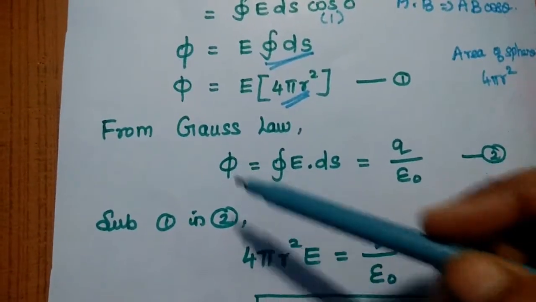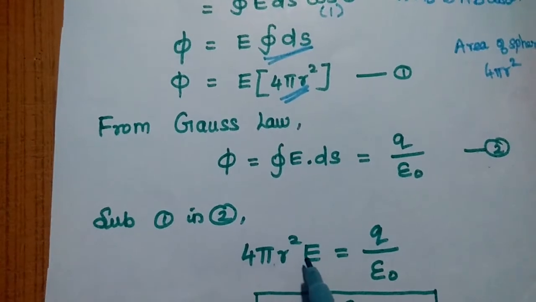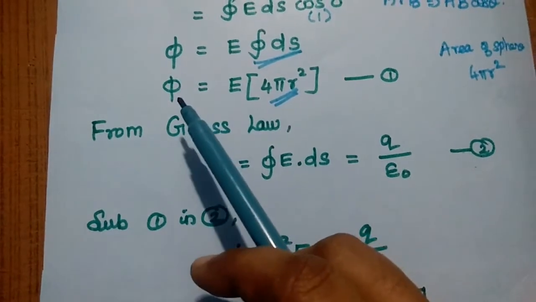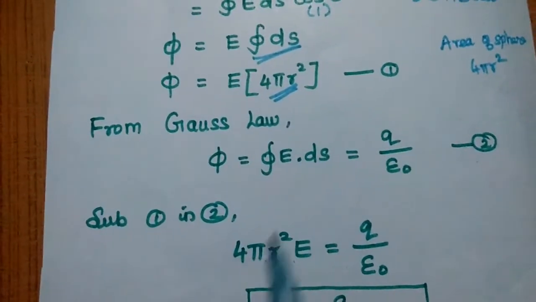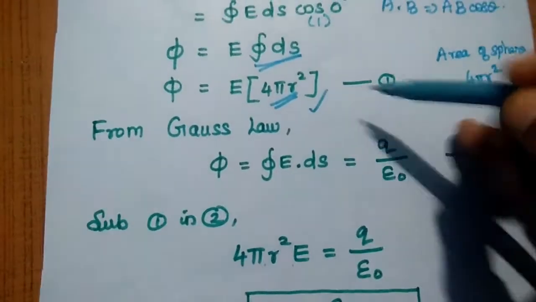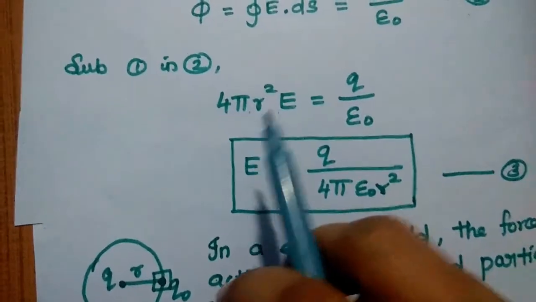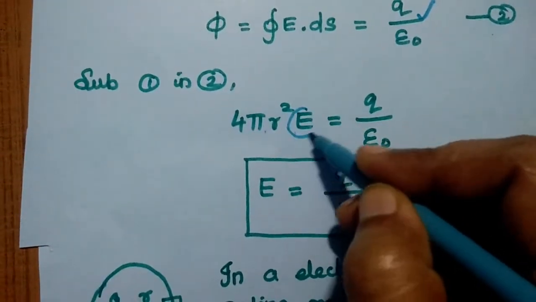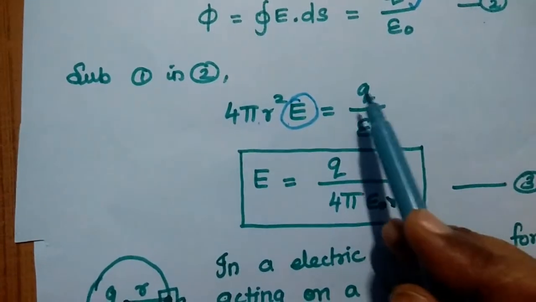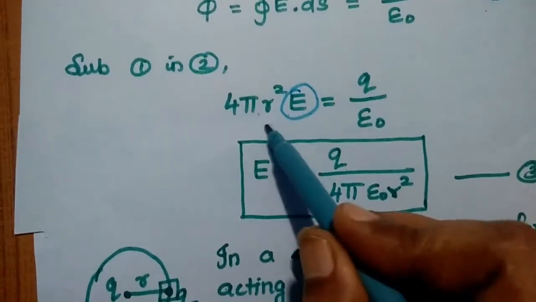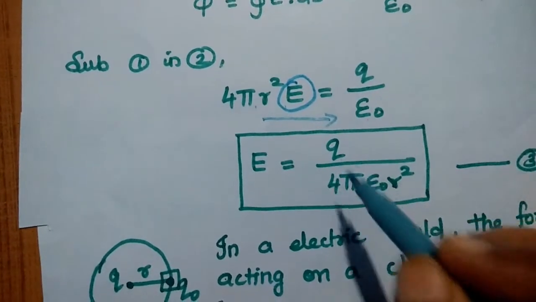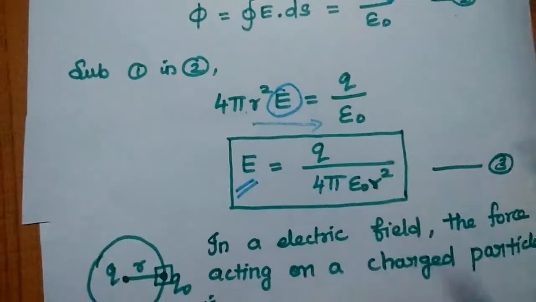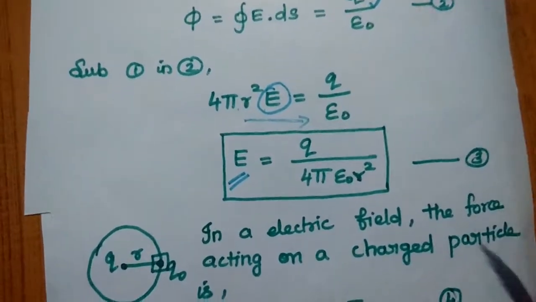So phi can be replaced as 4 pi r squared E is equal to q by epsilon naught. Either way, we can equate this and this. We get 4 pi r squared E is equal to q by epsilon naught. From this we can obtain the electric field intensity E is equal to q by epsilon naught, and the 4 pi r squared comes to the right hand side. So E is equal to q by 4 pi epsilon naught r squared, that is nothing but the electric field intensity. We can consider that as the third equation.